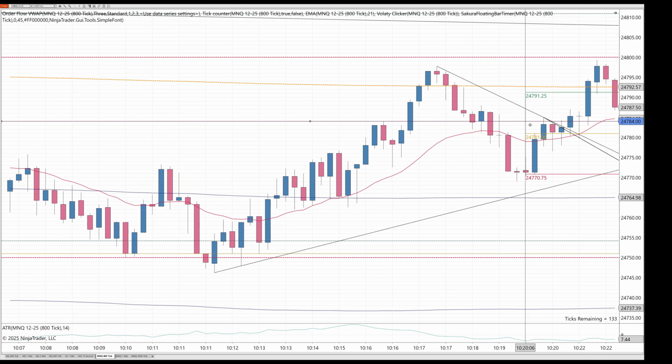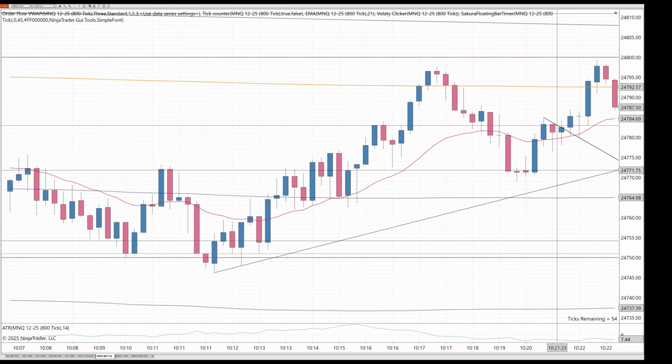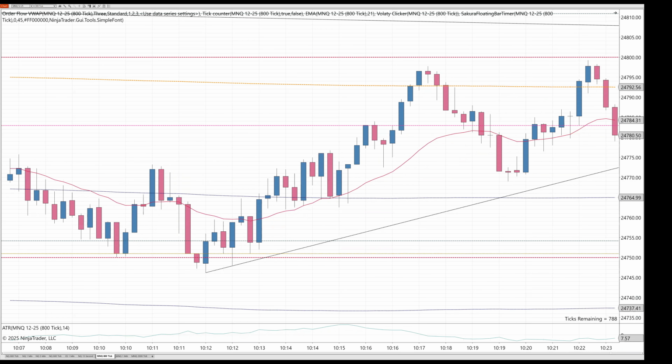See where the runner is. The runner's right about here. Let's delete this, delete that. Runner has been taken out. This is a signal to go bearish. Problem is, is this trend line going to get in the way? Let's see. Yes, we skip it.